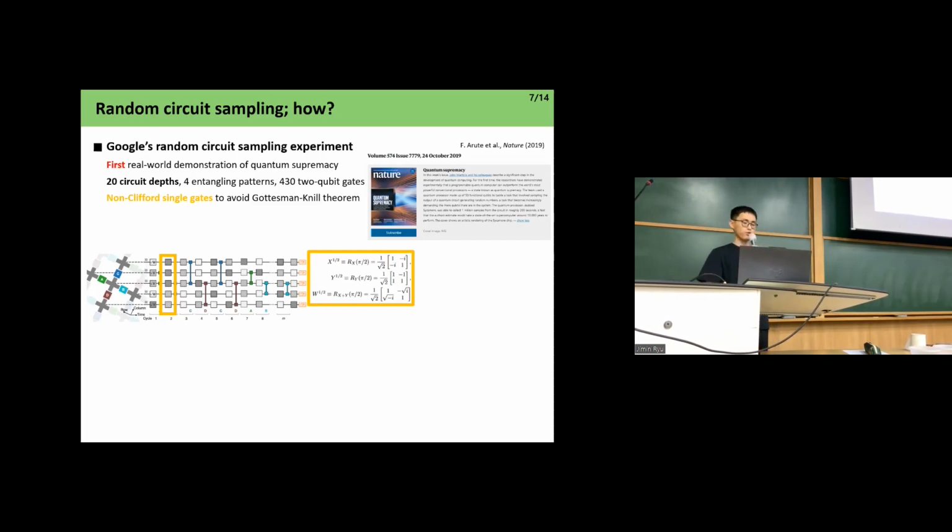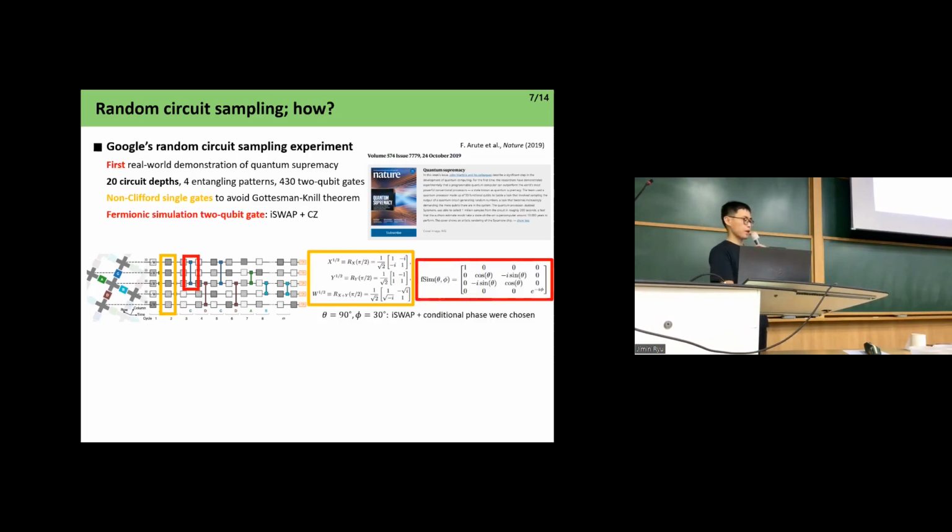This is to avoid the Gottesman-Knill theorem. I'm not going to dive deep into this theorem. It basically means that if you use Clifford gates, then it is easy to simulate classically. So to avoid that, Google used non-Clifford gates. Google also used fermionic simulation two-qubit gates to generate entanglement, defined as follows.